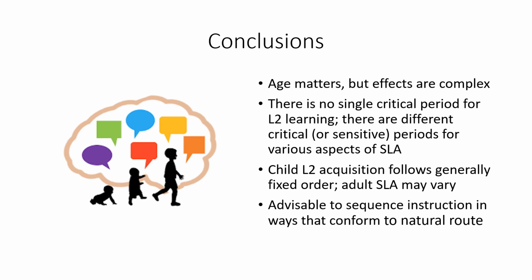We also know that first language acquisition follows a pretty fixed order. We know that child second language acquisition also follows a generally fixed order, but it's different from what you find in first language acquisition. There are some subtle differences. And adults, most of the research finds, also follow a predictable fixed order of acquisition, but some studies suggest that explicit instruction may alter that sequence. So adult second language may vary. Even so, I would argue that it's advisable to sequence instruction in ways that conform to the natural route, even when dealing with adult learners who may benefit from the explicit instruction.